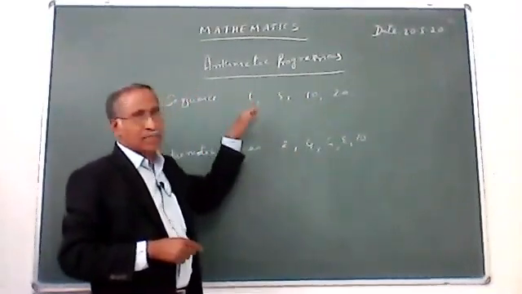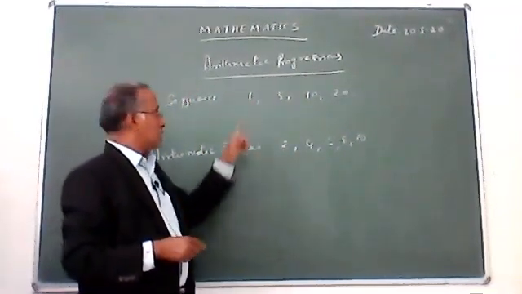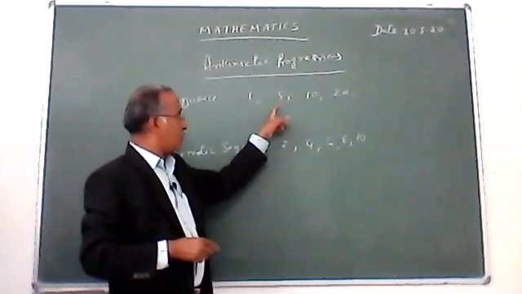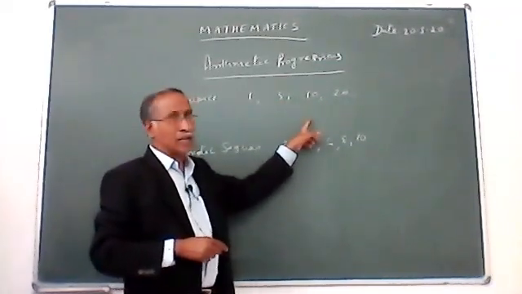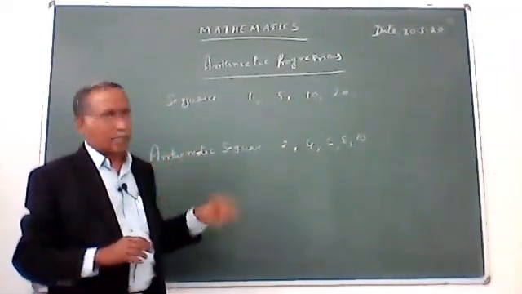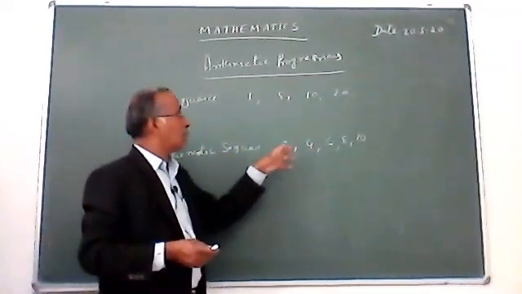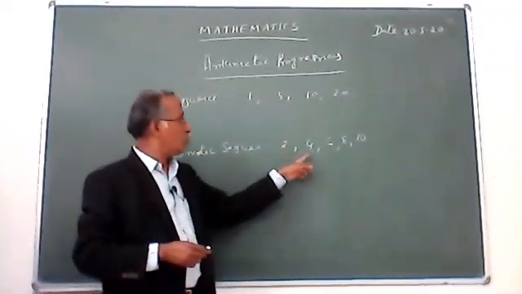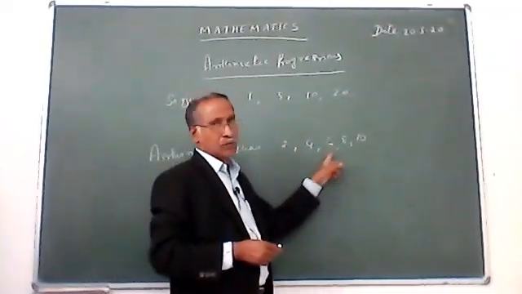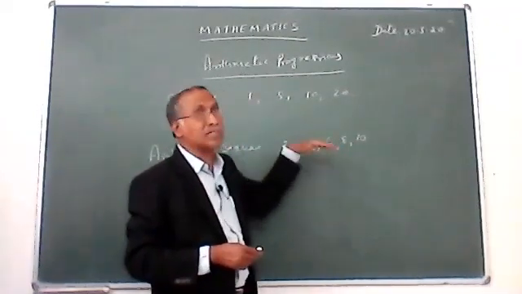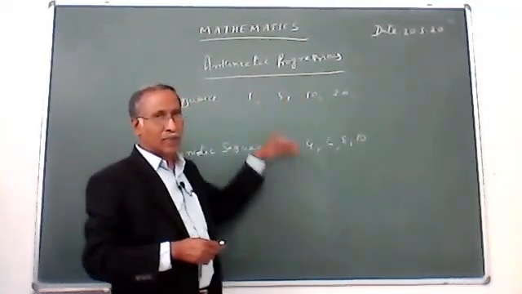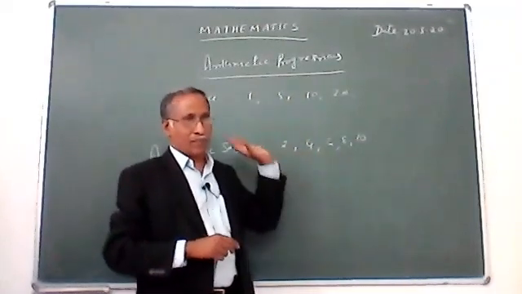What is the difference between a sequence and an arithmetic sequence? See the difference between the elements in the sequence. 5 minus 1 is 4, 10 minus 5 is 5, 20 minus 10 is 10. Difference is not the same, but these numbers are in order. Therefore, it is a sequence. In an arithmetic sequence, observe the difference between the consecutive elements. 4 minus 2 is 2, 6 minus 4 is 2, 8 minus 6 is 2, 10 minus 8 is 2. Here the difference is the same. In the previous example, in a sequence, the difference is not the same.